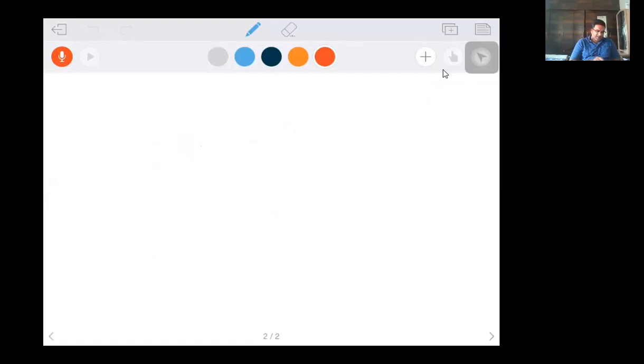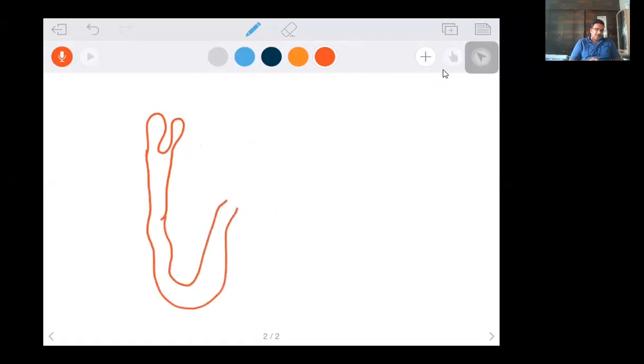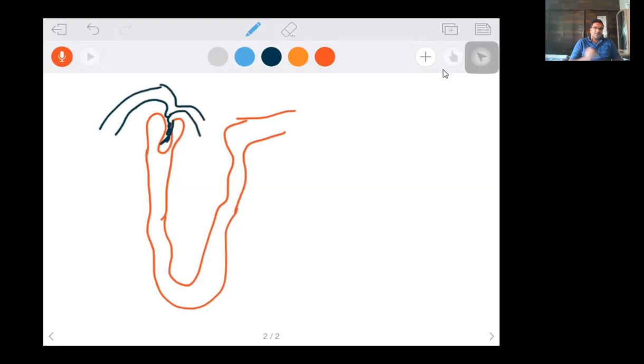So let me introduce once again. This is the Bowman's capsule and proximal convoluted tubule, descending limb and ascending limb, and the distal convoluted tubule. Okay, so now the afferent arteriole and efferent arteriole. This is the afferent arteriole and this is the glomerulus, and this is the efferent arteriole. We are making a little change in the positions here.